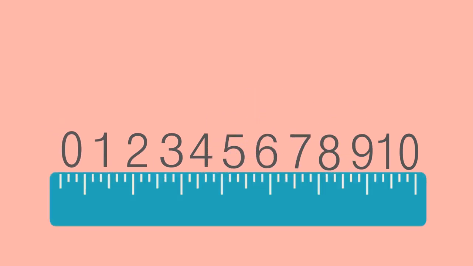A good way to get started with numbers is with a number line. It helps us understand increases and decreases in values. Let's see how each of these operations can be shown on the number line.